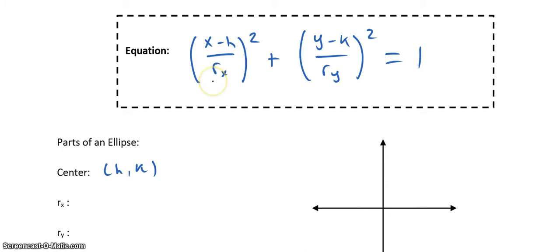Now, r sub x stands for the radius of the x-axis. Alright, so let's say that. We'll call this the x radius. And r sub y stands for the y radius.